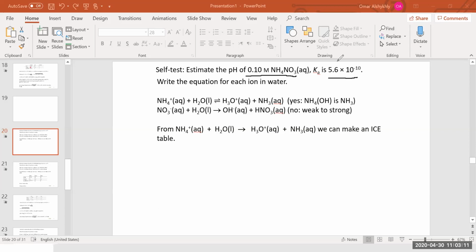We have ammonium nitrate, NH4NO3. It will dissociate to NH4 positive and NO3 negative. Now, each of them will react with water. NH4 positive plus H2O will give you H3O positive and NH3. The NO3 negative will react with the water to give OH negative and HNO3.